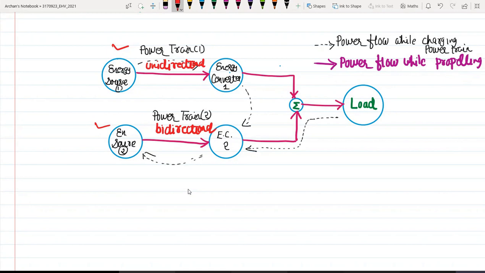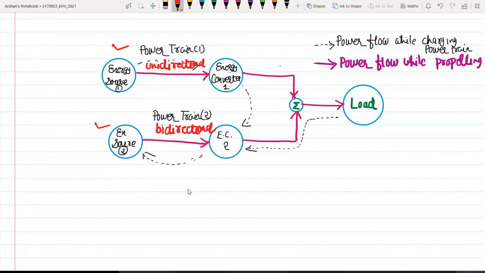Talking about the second pattern, it is the pure electric propelling mode in which the engine is shut off. This pattern may be used in situations where the engine cannot operate effectively, such as at very low speed or in areas where emissions are strictly prohibited. Then let's talk about the third pattern.